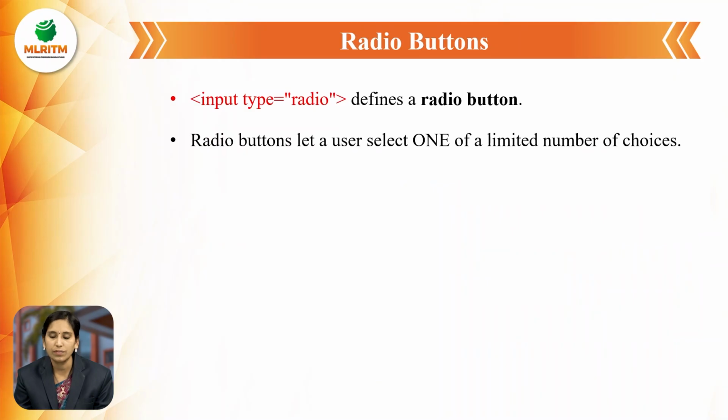Next element, radio buttons. Radio buttons can be defined like this. The syntax of radio buttons is input type equals radio. It defines radio buttons, where you have to select only one option. Users can select only one option from a number of choices.